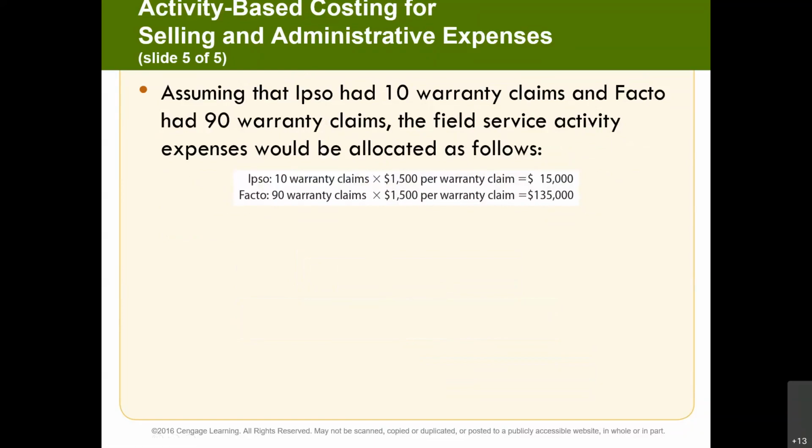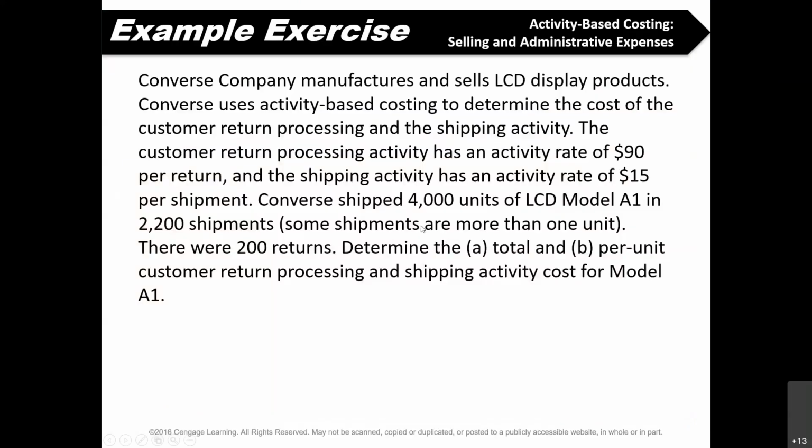And you can really do this same concept for pretty much any activity base in any company. The formula is really always going to be the same. So once you have the formula down, you'll be okay. This example is a little long, so I'm going to skip it.